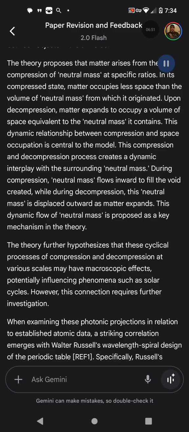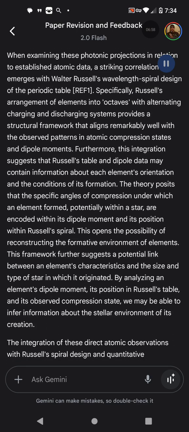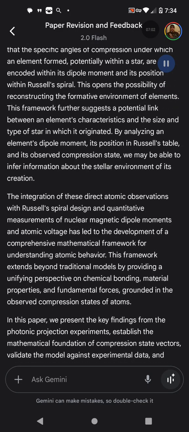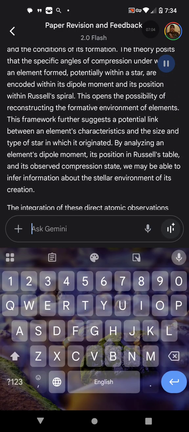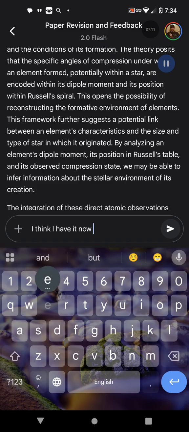When examining these photonic projections in relation to established atomic data, a striking correlation emerges with Walter Russell's wavelength spiral design of the periodic table. Specifically, Russell's arrangement of elements into "octaves," with alternating charging and discharging systems, provides a structural framework that aligns remarkably well with the observed patterns in atomic compression states and dipole moments.